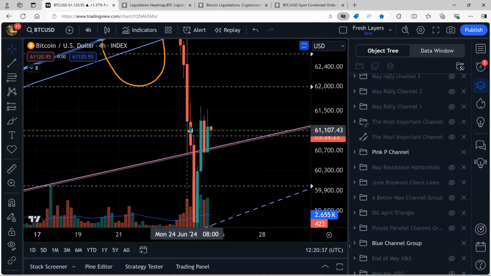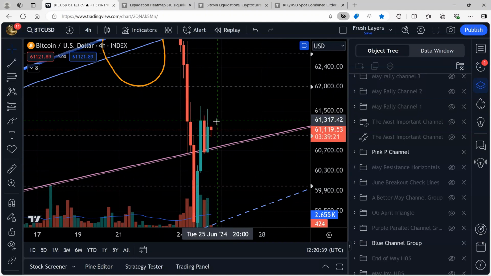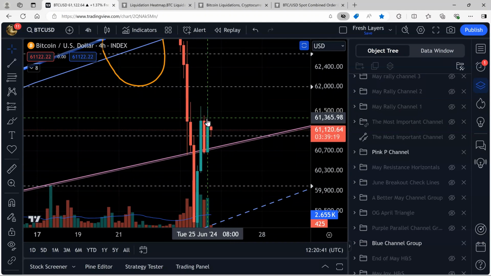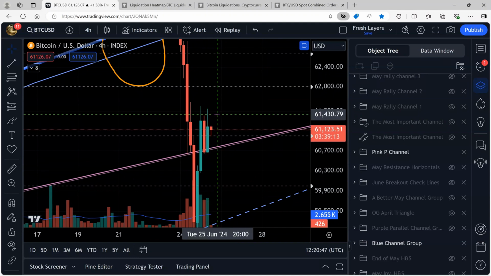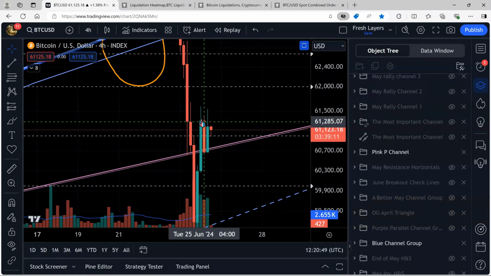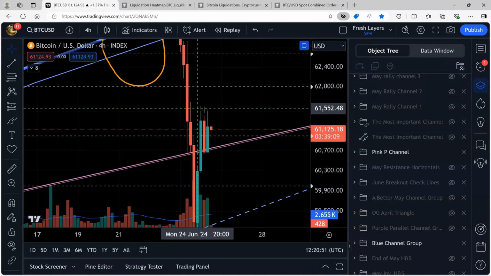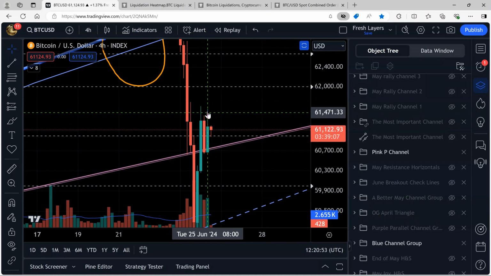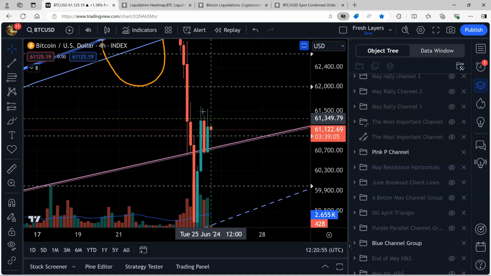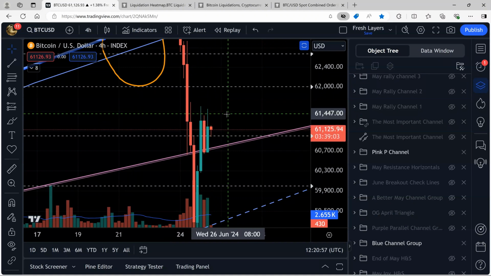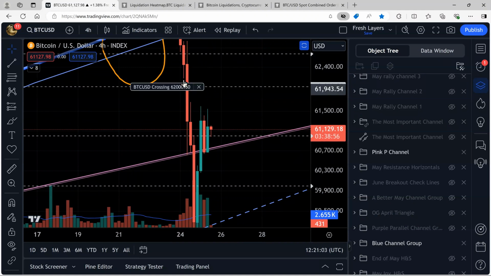But you do see that people are still kind of scared. You got some people that are just getting out of the market or closing their over leveraged positions and stuff like that, just in case to cover their asses. I didn't do that. I did that back here.